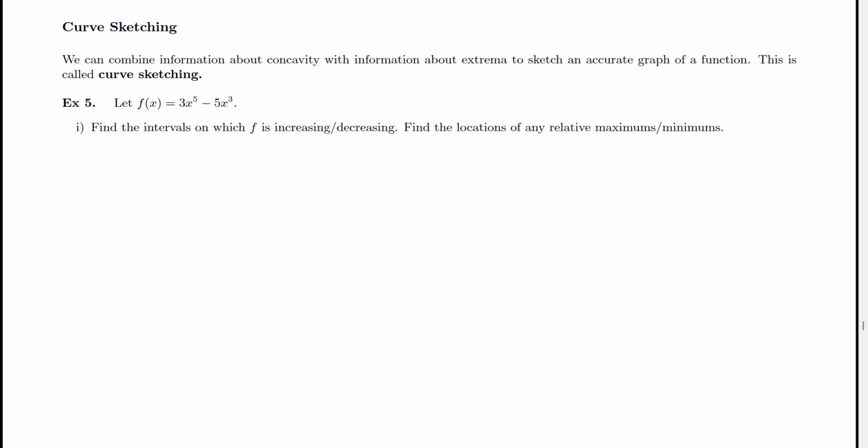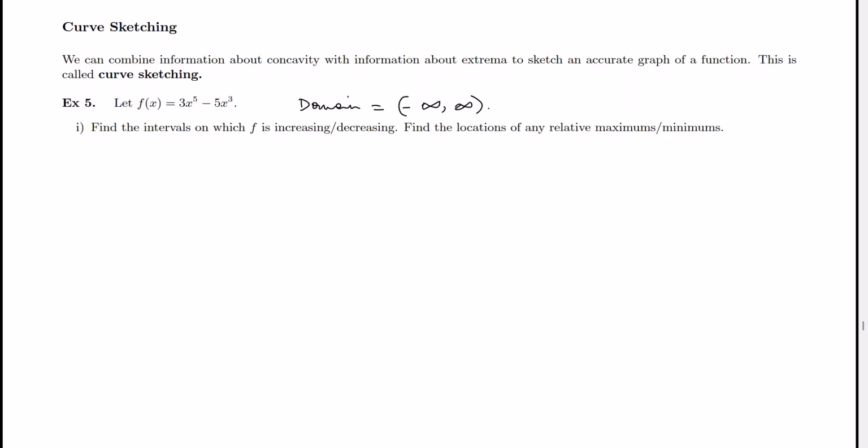So in this problem, we're given that f of x is equal to 3x^5 minus 5x^3. So I want to say right off the bat that the domain is from negative infinity to positive infinity. And how do I know this? I know this because this is a polynomial of degree 5, right? I'm seeing the 5 right there. There are no fractions with x on the denominator. There are no radicals. There are no logarithms. So there are no restrictions on my domain.